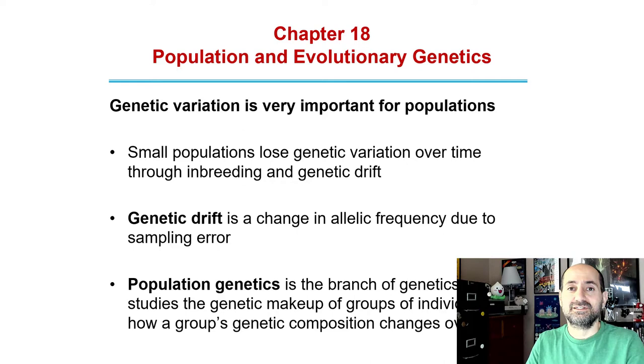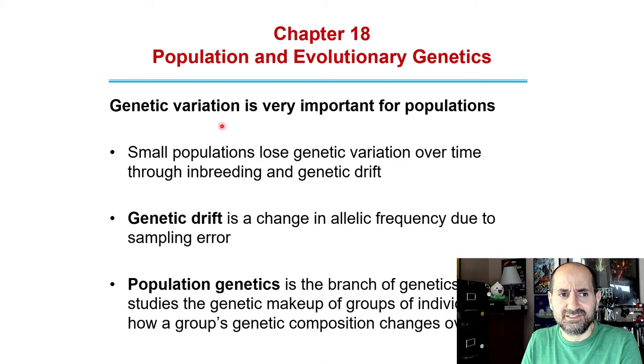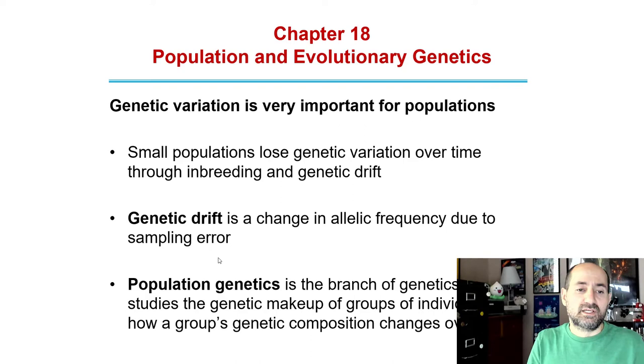So genetic variation is vital to success of species, and small populations lose genetic variation over time through inbreeding and genetic drift. So we're going to talk about what genetic drift is. Genetic drift is a change in allelic frequency due to sampling error, because you have such small populations that you could have drastic changes in allelic frequencies.